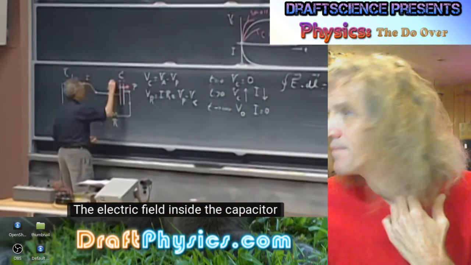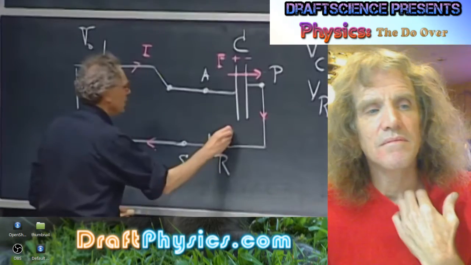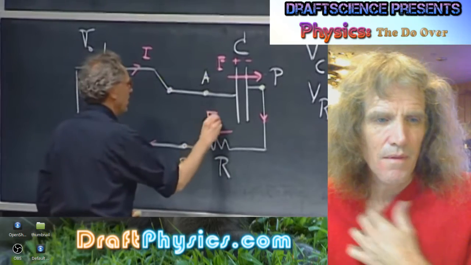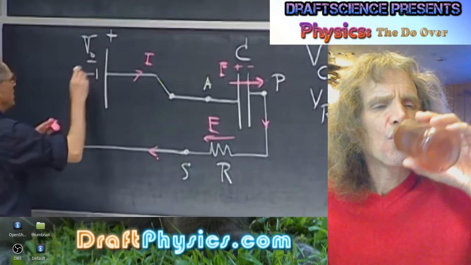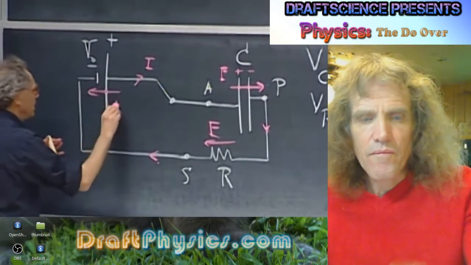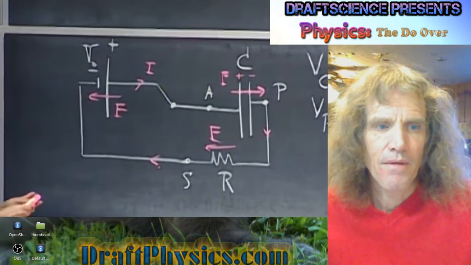The electric field inside the capacitor is in this direction, from plus to minus. The electric field in the resistor is in this direction. The current is flowing in this direction. And this battery, which has this as the positive side and this as the negative side, inside the battery, the electric field is in this direction.